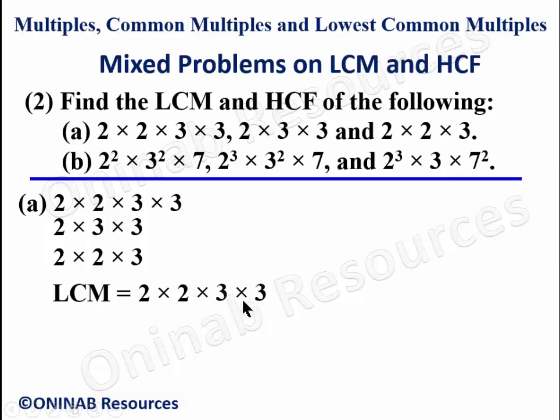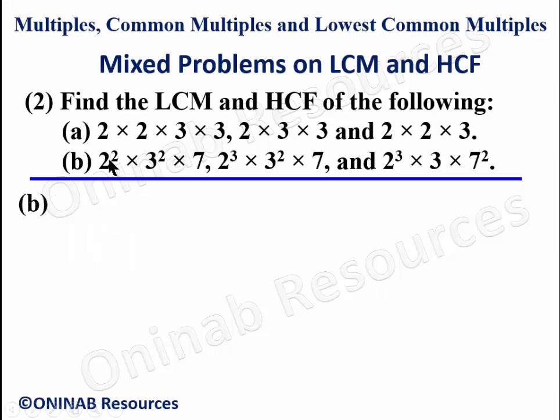That gives the LCM. Then for the HCF, we go for least appearance. So twice here, once, twice. So we go for once. And here again, twice here, once. We go for once. So the HCF is 2 times 3. We are expected to give our answer in the form they are given. So that's all for 2A.